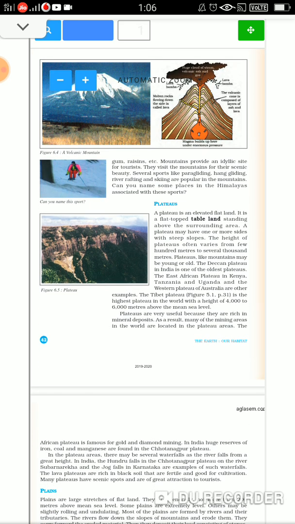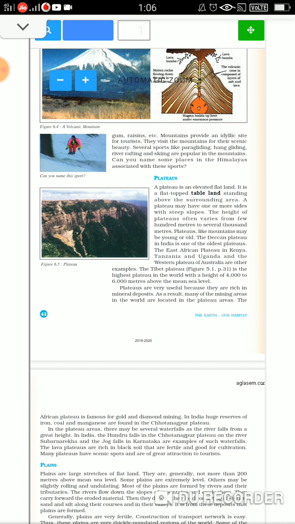Then come the plateaus, children. Now, what are plateaus? You might have seen a table. A plateau is an elevated flat top. It is flat-top tableland standing above the surrounding area. It will be at a height from the surrounding area, and it will be flat on the top, just like a table. Now a plateau may have one or more sides with steep slopes, children.